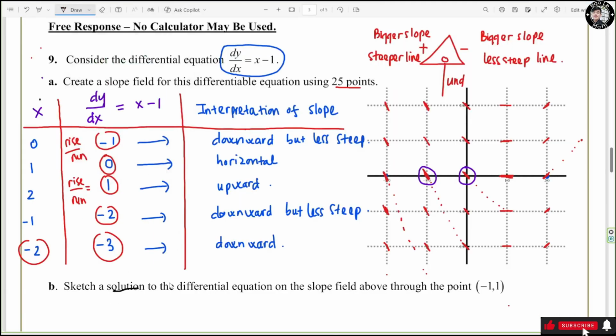Sketch a solution to the differential equation on the slope field above through the point -1 and 1. So -1 and 1 is gonna be right here, right? So it's gonna be something like this.